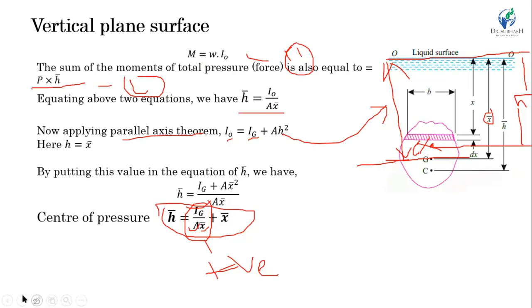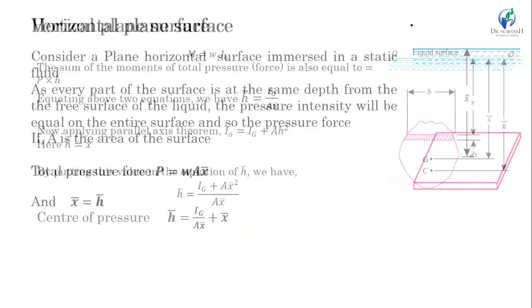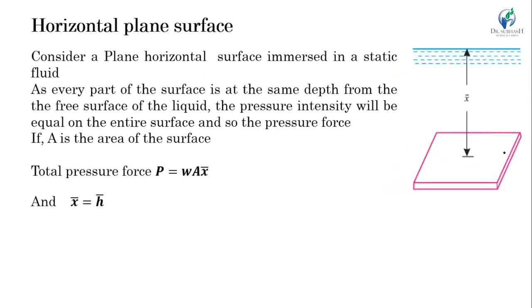Let's move on to the next type of surface, which is the horizontal surface. You can see here in the figure, this is a horizontal surface. As we neglect the thickness or height of this plate, the CG and the center of pressure C both come on the same plane, and both are at a distance x bar from the free surface of liquid. Let's consider the total pressure force P. According to the hydrostatic law, total pressure force P is nothing but the small p times area.